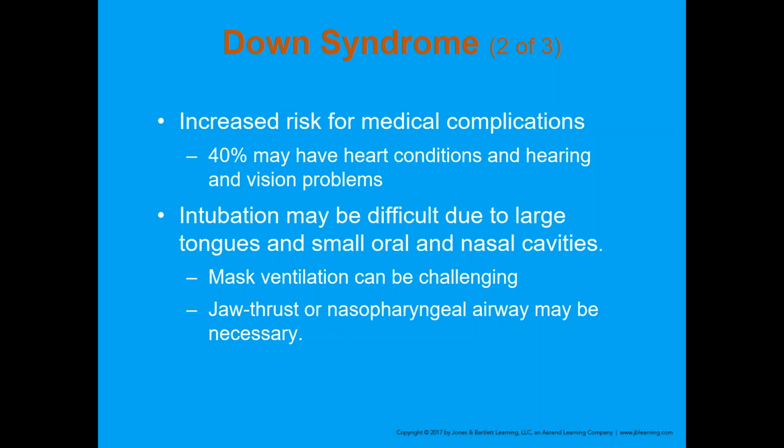They have a smaller mouth, smaller nose, so those NPAs and OPAs that we normally use for a patient of that size may not cut it. We may have to drop down a size. We may not be able to get as good a seal with one hand or one rescuer. You may have to use 2 people. Like it says, that jaw thrust that we normally use for trauma patients may be far more effective with them. Again, whatever we can use to appropriately ventilate the patient and keep them oxygenated.